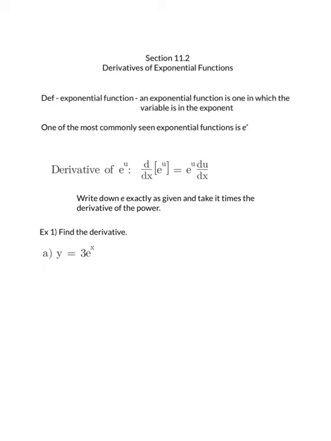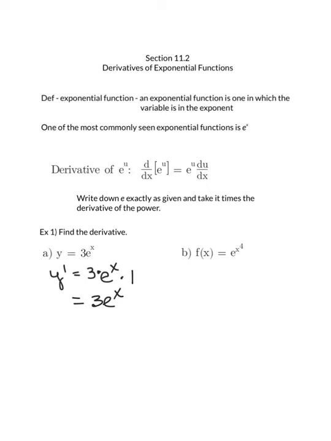The first one, a, is y equals 3e to the x. When you are finding the derivative and you have a coefficient like we do here, remember that you just keep the coefficient. Now, for the derivative of e to the x, you write down e exactly as it was given, times the derivative of the power, which is 1. So this just becomes 3e to the x. Hopefully what you noticed here is that the derivative of e to the x is e to the x.